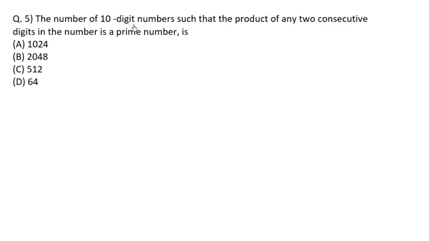Now here the question says to find the number of 10-digit numbers such that the product of any two consecutive digits should be a prime number. Now if we want to take the product of any two numbers, say A into B, and if this should be a prime number, then it happens only in a case wherein one of the numbers should be a prime and the other number should be a 1, right? This is the only way wherein we can get the product to be a prime number.